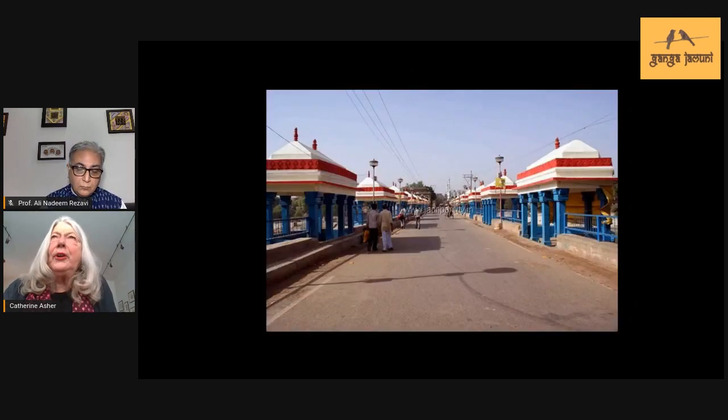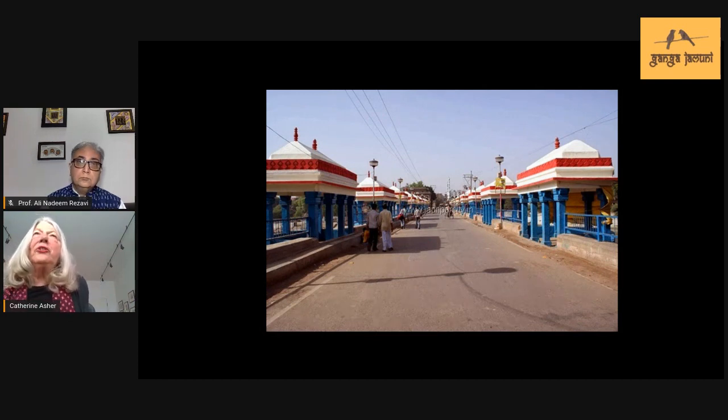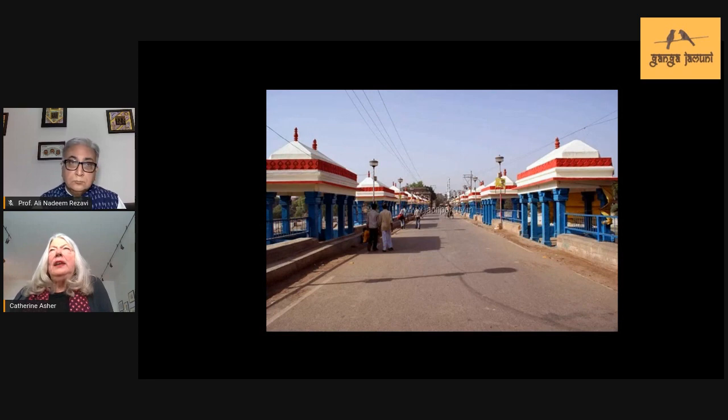And here, I'm sorry, this is an official photograph. But you can see that the bridge is not just a bridge, but it has these kiosks, these chhatris over it that would serve as a place to protect the traveler from the sun, or perhaps a place to enjoy the cooling airs.